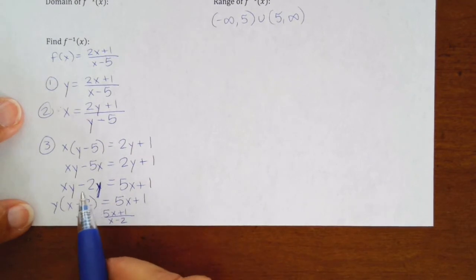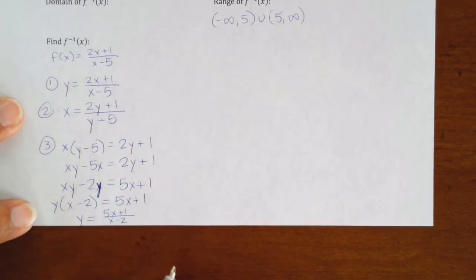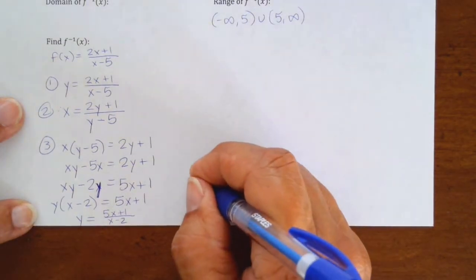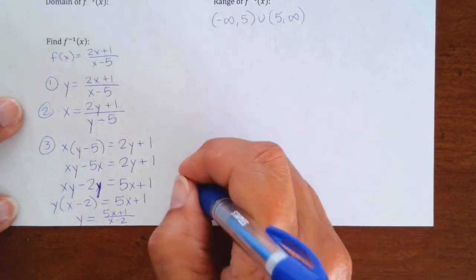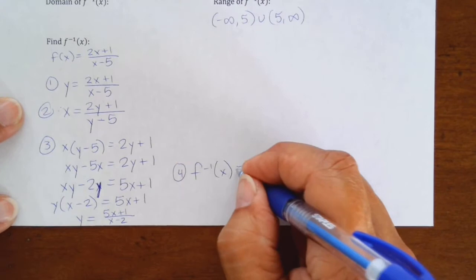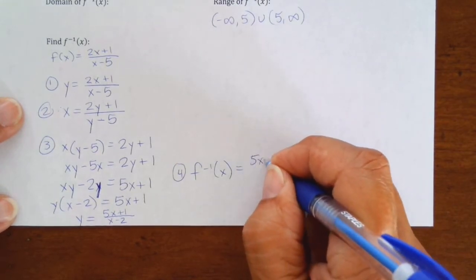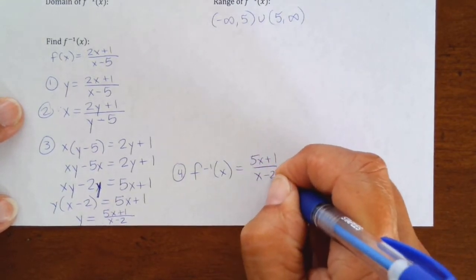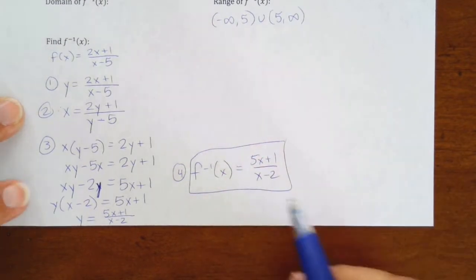So the whole point of this is you only need one y, and you only can get one y by factoring it out. All right, and then you're going to write your inverse notation, step 4, which is 5x plus 1 over x minus 2. All right, so there's the inverse.